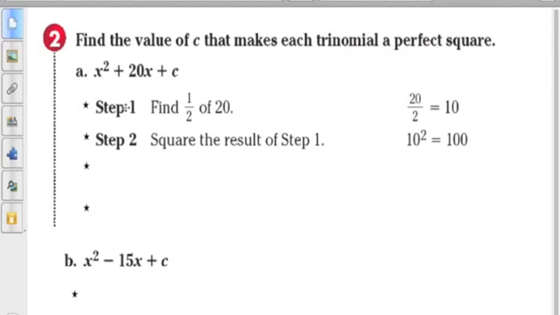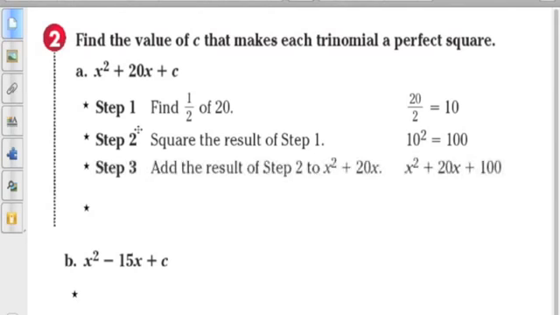Then square the result of step 1. After getting 1/2 of 20, which is 10, square it and you get 100. Simply add it to x squared plus 20x. So it becomes x squared plus 20x plus 100. That now becomes a perfect square trinomial.